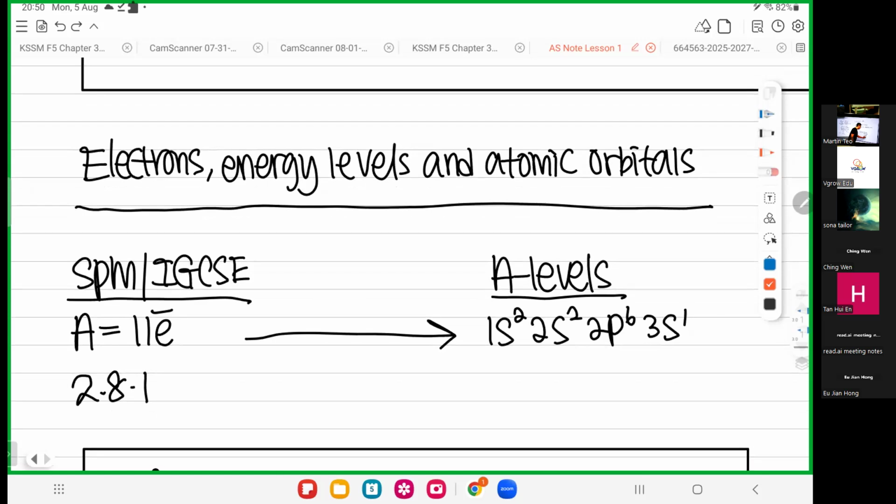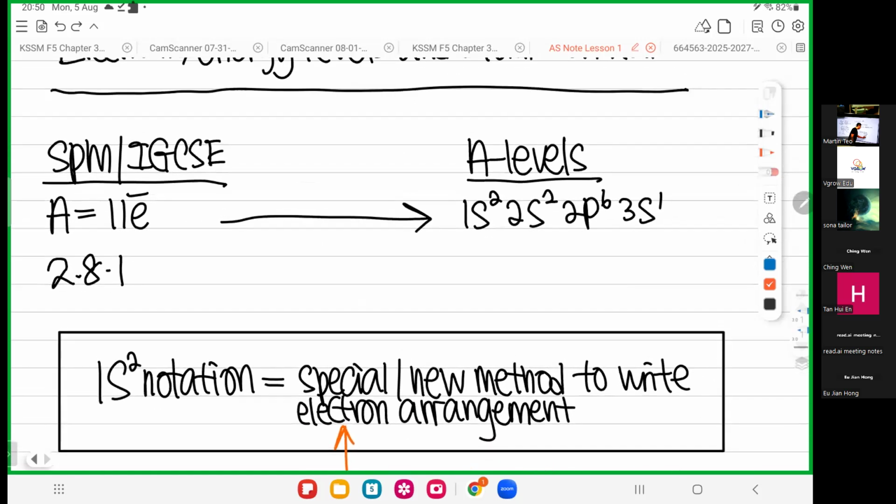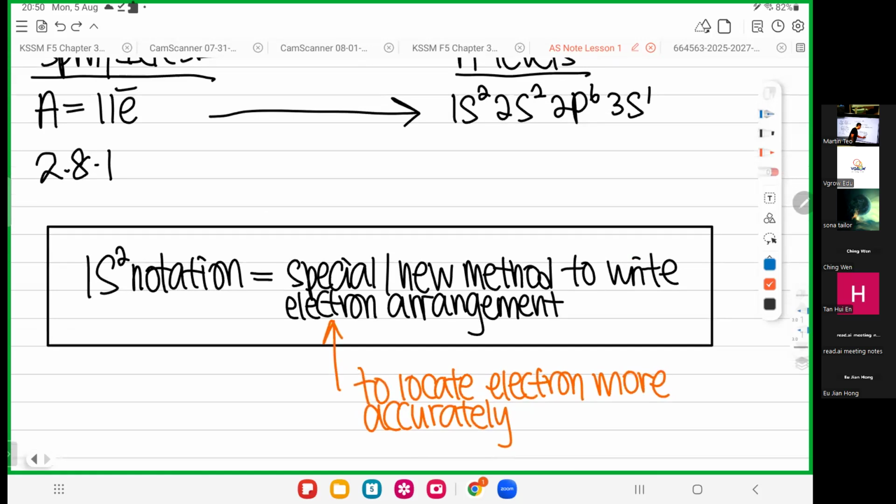Let's start with this. So 1s2 notation is a special, or we call a new method, to write your electron arrangement. So why do we need to learn 1s2 notation? So that we can locate the electron, find the electron more accurately. Later, I will tell you what I mean by locating the electron more accurately.